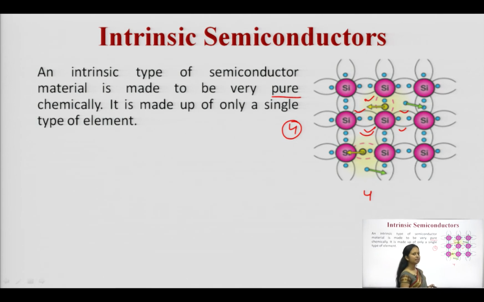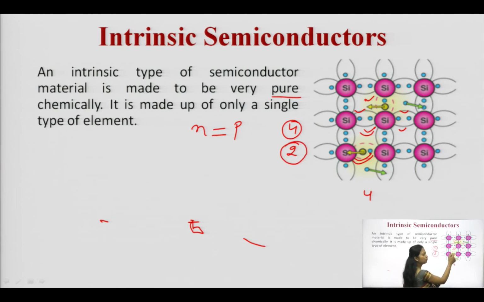What happens in the case of intrinsic semiconductors? The concentration of electrons will be equal to the concentration of the holes, meaning n is equal to p. Because if one covalent bond breaks, meaning if we are varying temperature or providing some additional energy, then how many electrons will be free? 2 electrons, because by the sharing of 2 electrons, one covalent bond is formed.